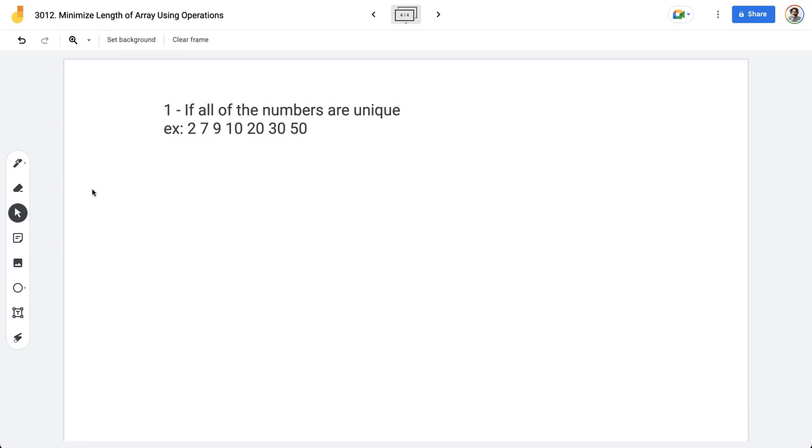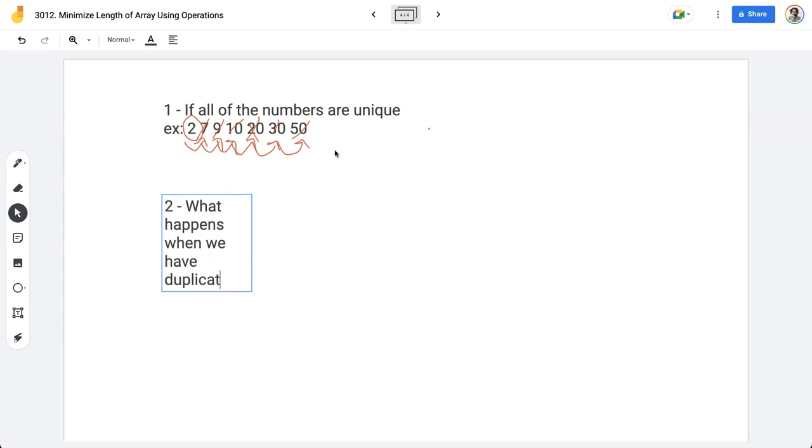So what happens here is that 30 can eat 50, 20 can eat 30, 10 can eat 20, and 9 can eat 10, 7 can eat 9, and 2 can eat 7. So the answer is 1. And we cannot have an array that is less than 1. 1 is the minimum possible length, because as per the operation we need 2 numbers to convert them to 1 positive number. So I was like, oh, if all of the numbers are unique, nice. Okay, and my next one was, what happens when we have duplicates?